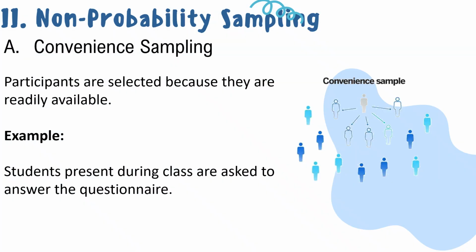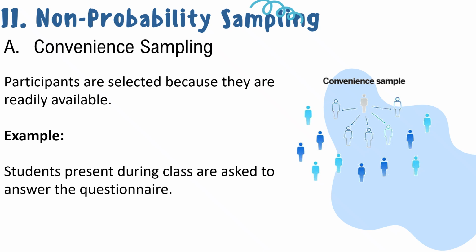Now let's move to non-probability sampling. So our first technique is convenience sampling. So this is probably one of the easiest to understand. Participants are selected because they are readily available. So for example, suppose I need respondents and I simply ask students who are currently present in the classroom. So why did I select them? Because they are available. Okay, that is convenience sampling.